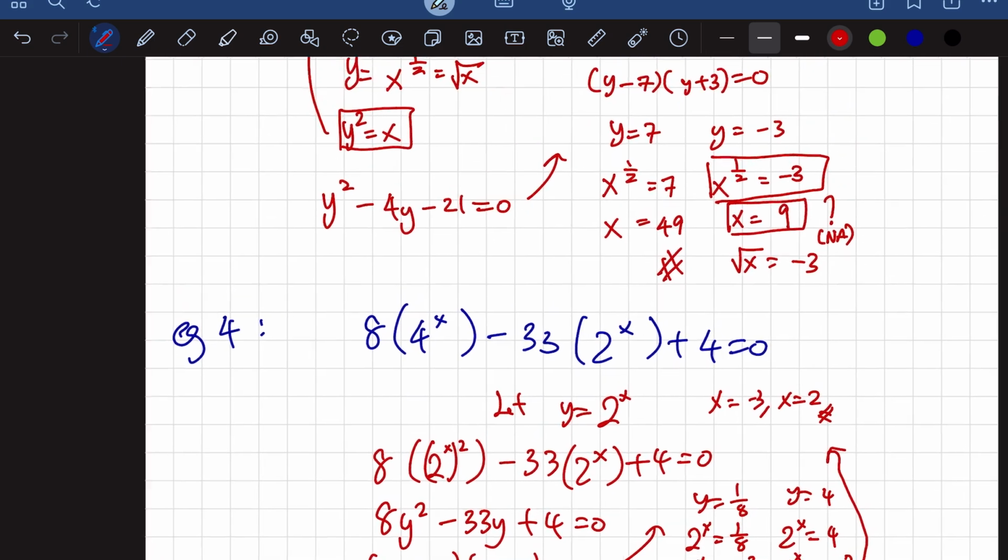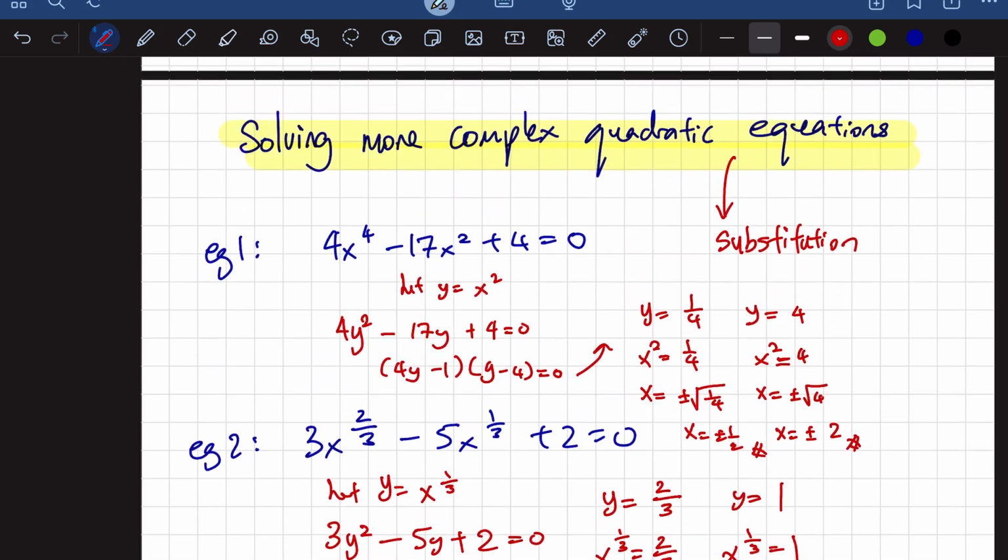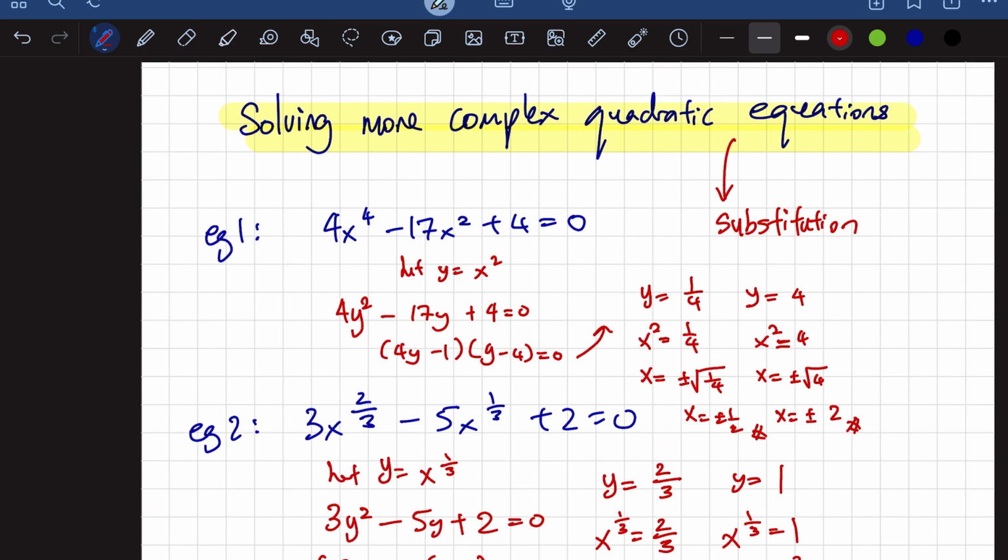All right, so I hope these 4 examples are useful to guide you through the process on how to solve more complex quadratic equations by really using the main star of this type of question. The main star is the method of substitution. All right, so we have to choose the correct substitution. We have to be creative sometimes, and then let us be able to substitute it, form a normal quadratic equation, and then we can solve and replace back.